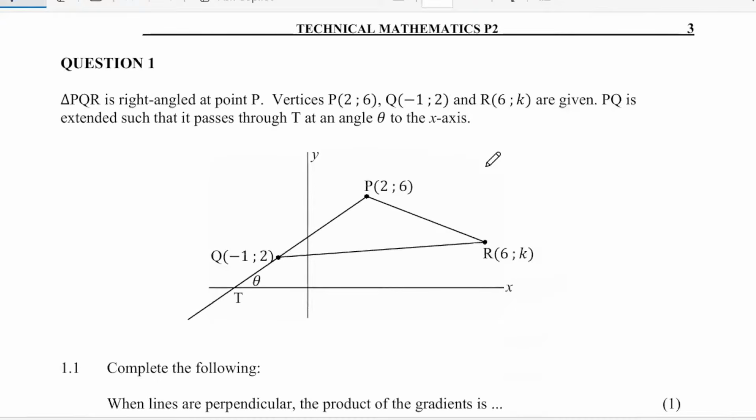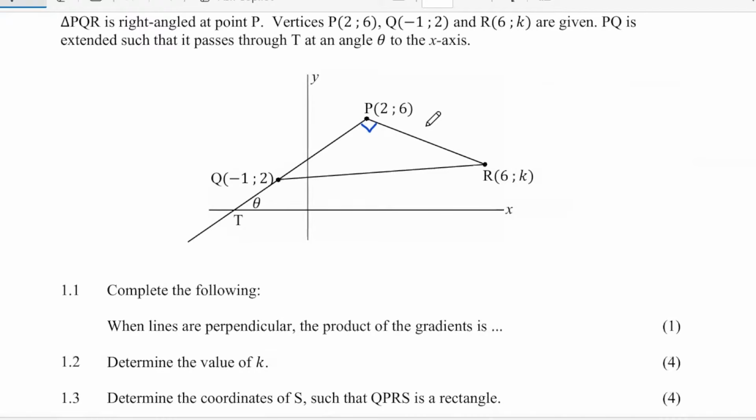So question 1, they're telling us that triangle PQR is right angled at P, meaning that this is a 90. P is at (2, 6), Q is (-1, 2), and R is (6, K). PQ is extended to form the angle theta at P. Then complete the following. When lines are perpendicular, the product of the gradients is negative 1. They want us to get the value of K.